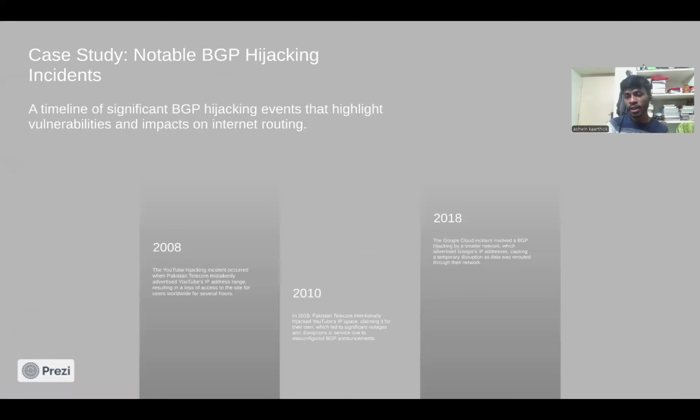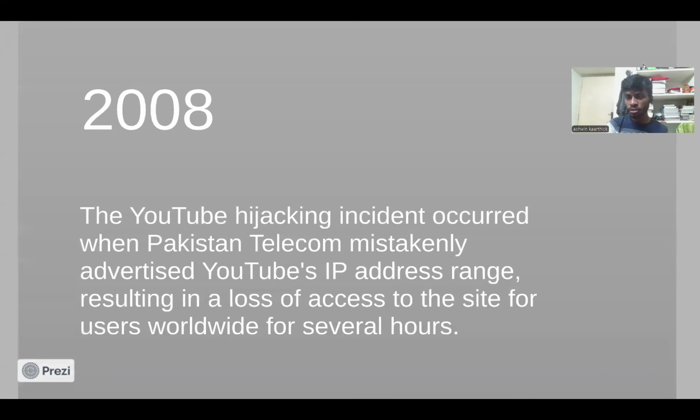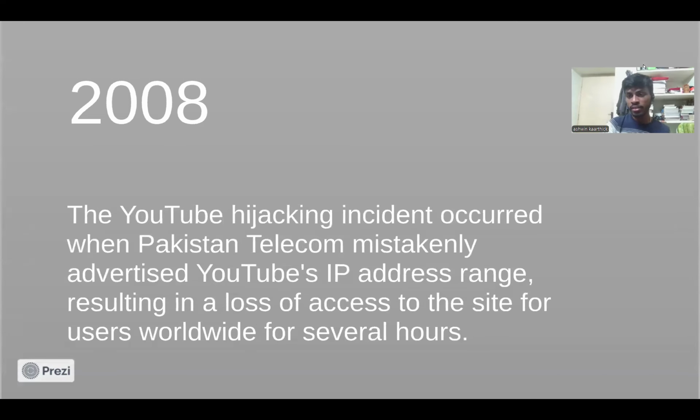So we can understand BGP hijacking through real-world scenarios or case studies. In 2008, the YouTube hijacking incident occurred in which Pakistan Telecom mistakenly advertised YouTube's IP range, which resulted in the loss of access to the site for users worldwide for several hours.